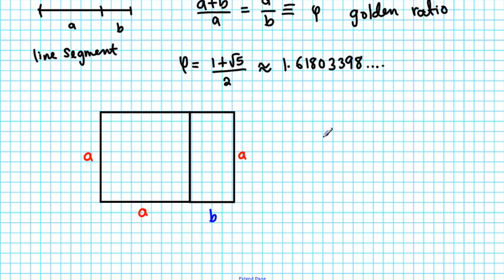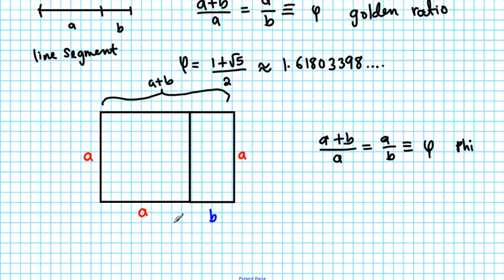If we have a plus b, which is the whole thing, from here to here, and a plus b divided by the longer side a is equal to the ratio of the longer side a over b, then we have a golden rectangle, and that is also equal to phi. This is all known as a golden rectangle.